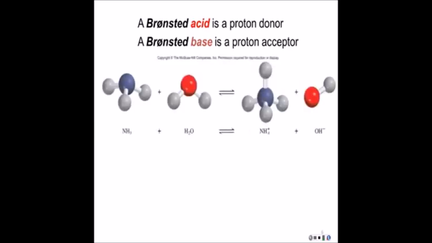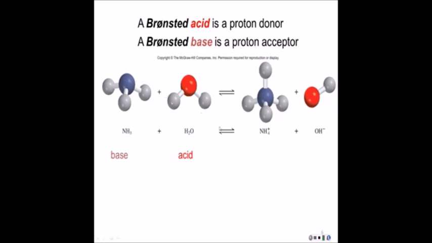Now here's an example that we had a moment ago. This is ammonia again, and ammonia is reacting with water, and it is producing hydroxide ions, so it's an Arrhenius base. Now let's see about a Bronsted base. Well, here the water is acting like an acid because it's donating a proton, which is an H positive, and the ammonia is acting like a base because it's accepting the H positive.